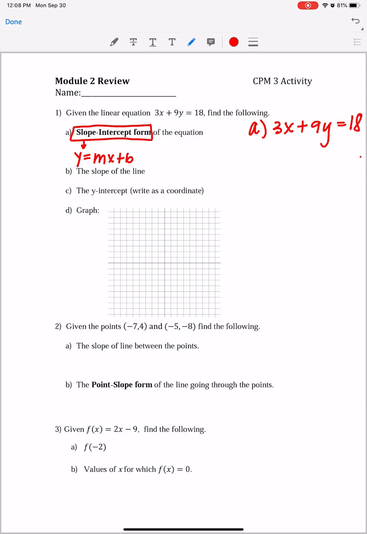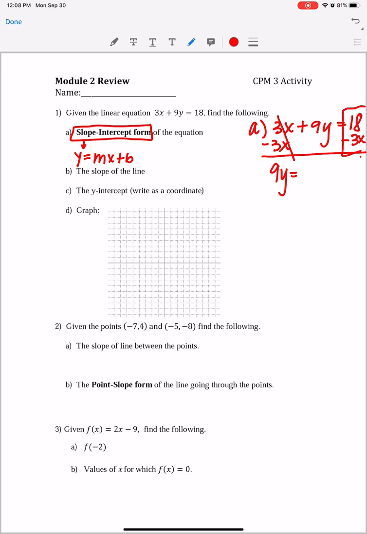So first step, whatever is with this x, you need to subtract that whole thing over or add the whole thing over if it's negative. But because this is a positive 3x, the opposite of positive 3x is a negative 3x. So we'll subtract that from both sides. Now be careful here. We're left with 9y equals, I'm actually going to scoot that over.